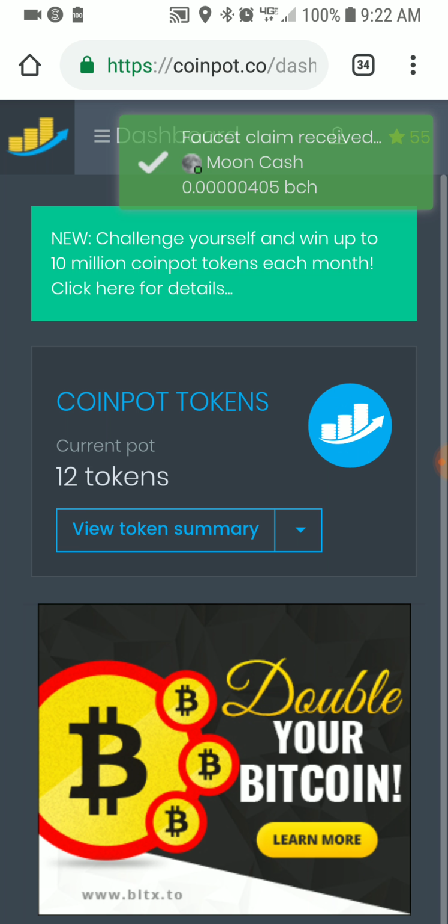So I was studying and looking into this CoinPot website, which is a cryptocurrency and micro earning wallet, I would say.